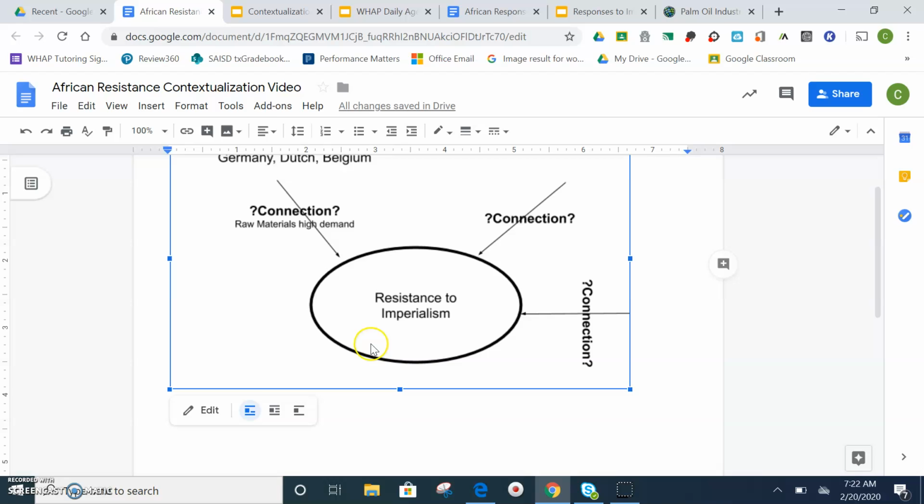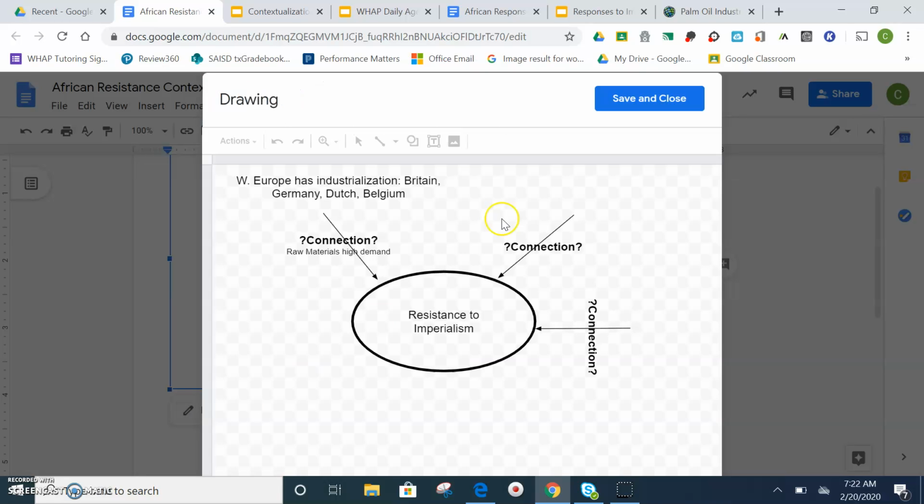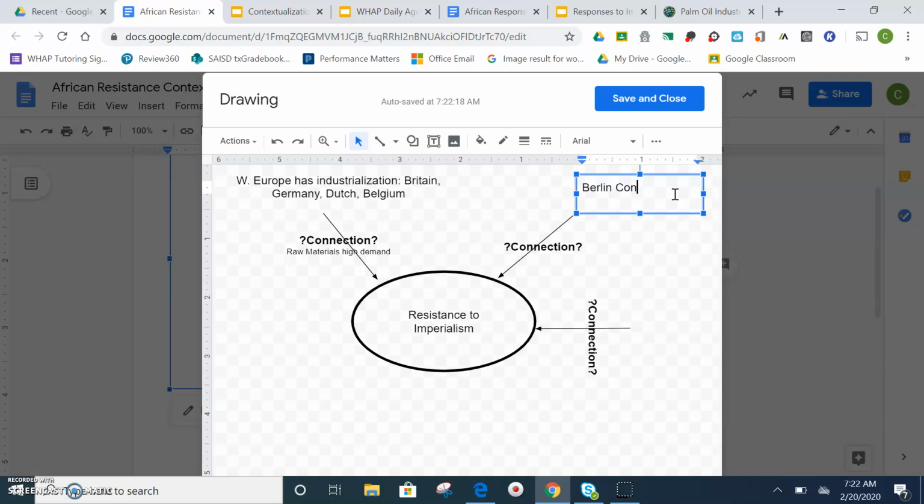All right, if you're absolutely stuck, I'm going to come in and click edit on my drawing. In order to add a development, I'm going to click on text box. And let's say I'm like, oh yeah, the Berlin conference that I learned about with Coach Tope. That's a major development that went on during this time period. So then I would want to come here, and this is where I would need you guys to type and explain how the Berlin conference would have created resistance to imperialism. So look back at your notes. I'm not going to tell you the answer.